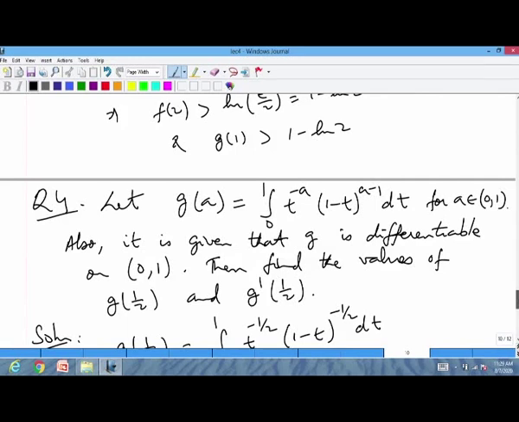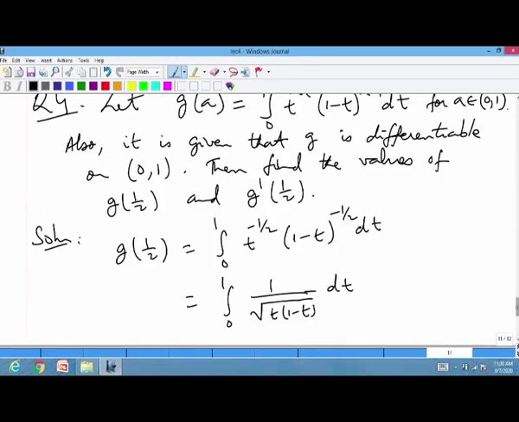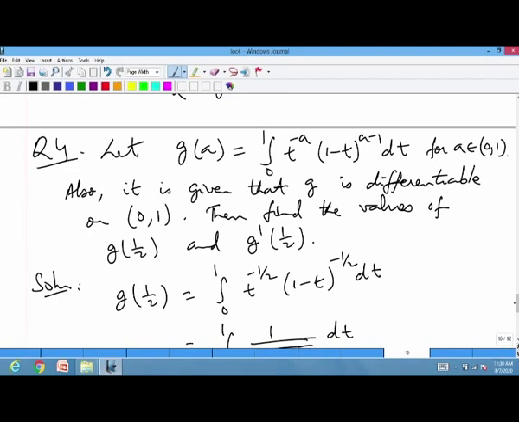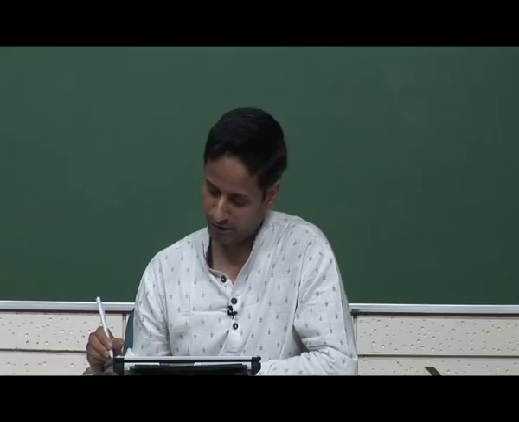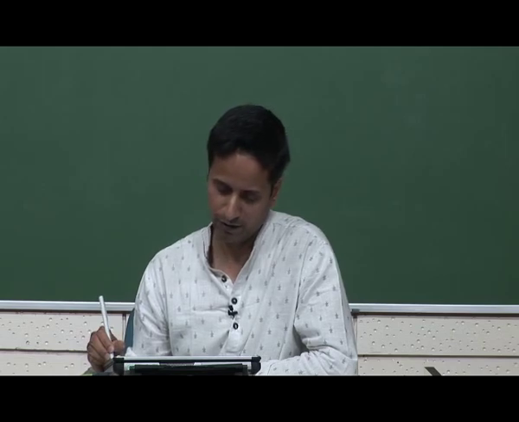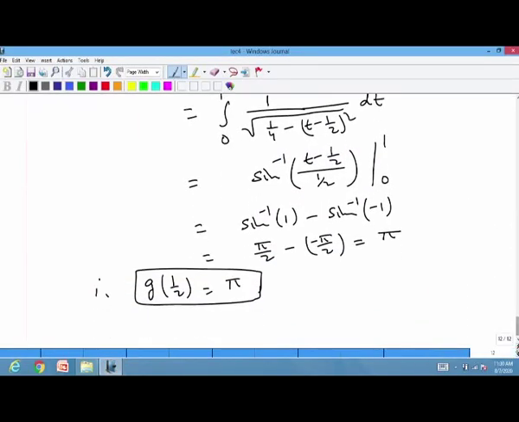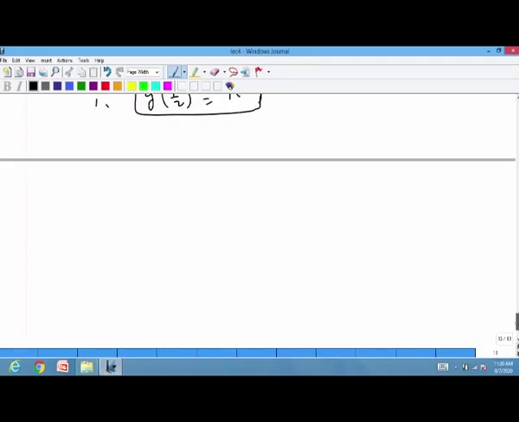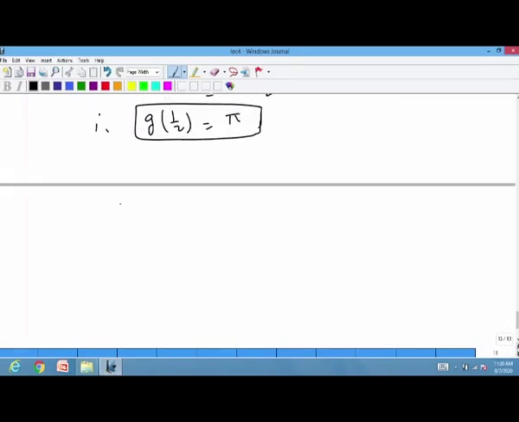Next, we have to calculate the value of g prime at half. So, there are two ways of doing it. One is we can try to differentiate this g of a and then put a equal to half, and another way is to notice that, let us calculate what is g of 1 minus a. G of a is given to be equal to the integral from 0 to 1 of t to the minus a, (1 minus t) to the power a minus 1 dt.